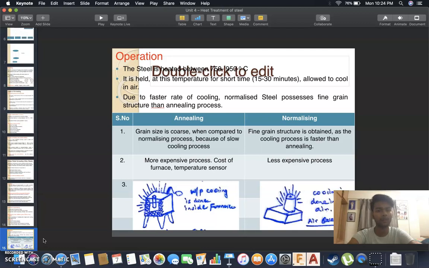Due to the faster rate of cooling, normalized steel possesses a finer grain structure than the annealing process. The differences between annealing and normalizing: in annealing, grain size is coarse when compared to the normalizing process because of the slow cooling process. Fine grain structure is obtained in normalizing as the cooling process is faster than annealing, as said before. Annealing is more expensive because of the cost of the furnace and temperature sensors. Normalizing doesn't need much apparatus, so it is a less expensive process.